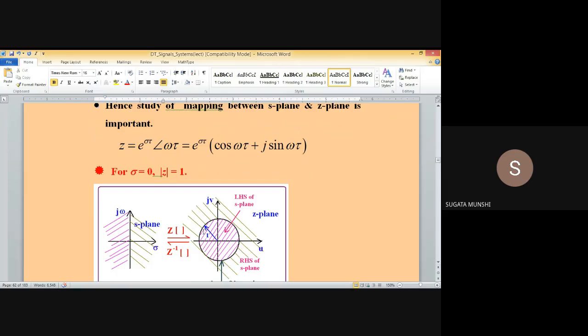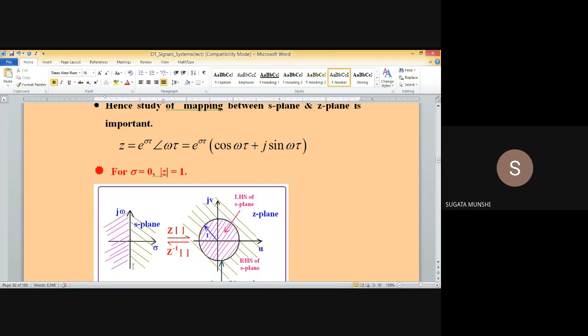Now this is very simple. I have perhaps already pointed it out. But one thing is sure, if you travel along the j omega axis, you will be traveling along the circumference of the unit circle centered at origin in the Z-plane. There is no doubt in that.